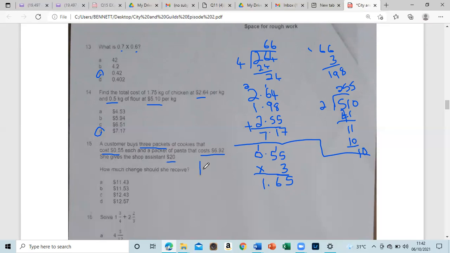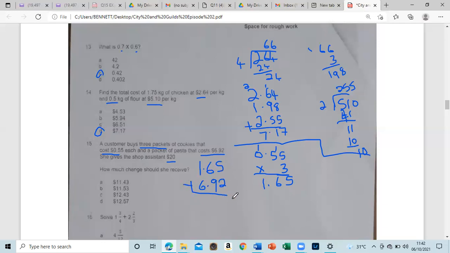Who stole the cookie from the cookie jar? All right, and then now we add $6.92 because that was to pay for the pasta. Pasta kind of expensive though. Must be a big pasta. My friend name in Trinidad and Tobago.